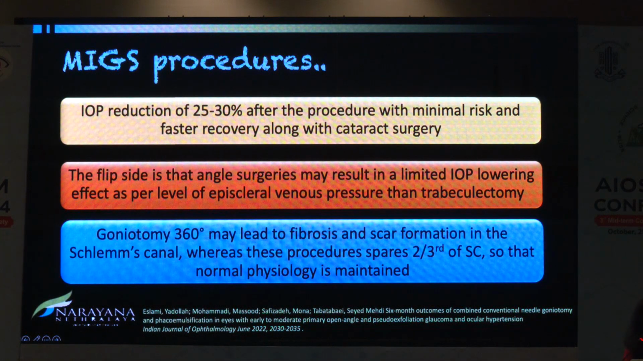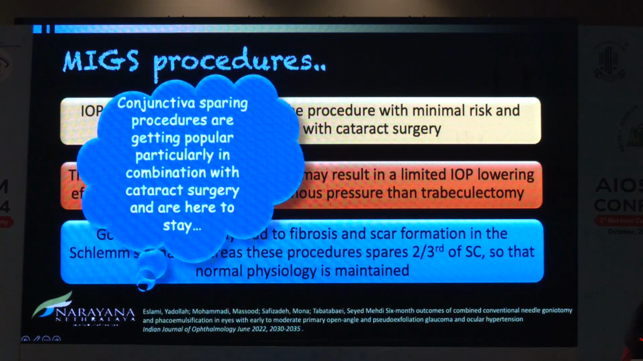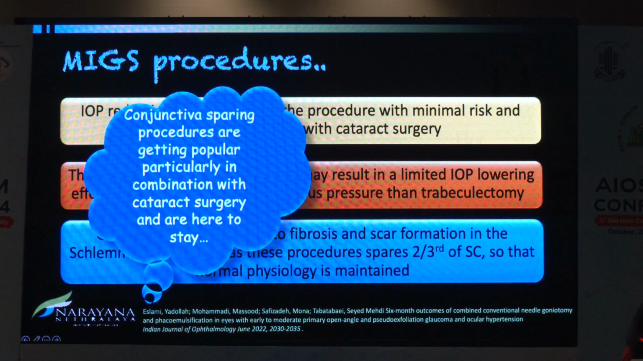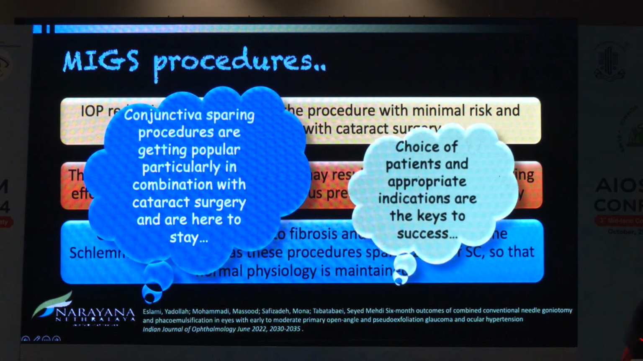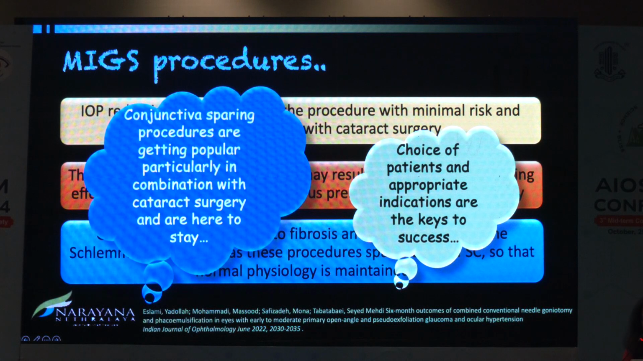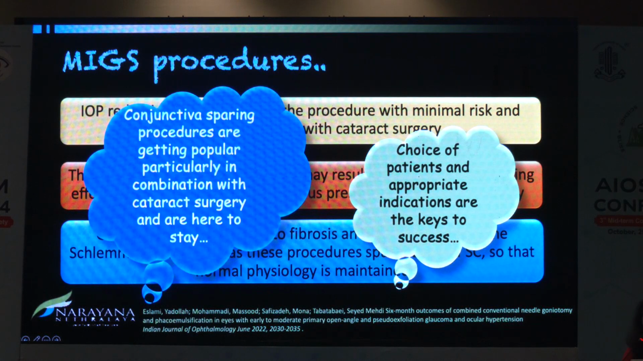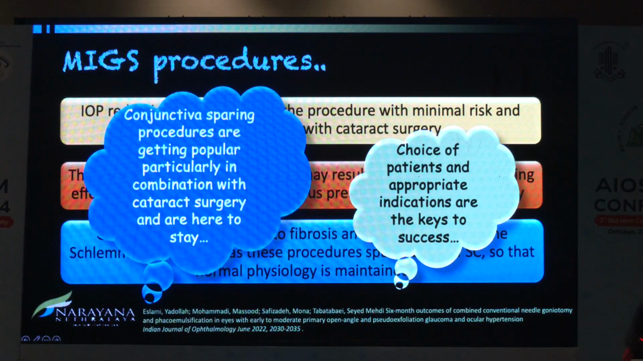I am not a big fan of goniotomy 360 degree because it does lead to 360 degree fibrosis and scar formation in Schlemm's canal. However, it is definitely important for severe or advanced situations. So these conjunctival sparing surgeries are here to stay, and they're pretty safe. What I would want to say at the end is that the choice of patients and appropriate indications are the key to success. So we need to keep in mind that you do it for the right patients.